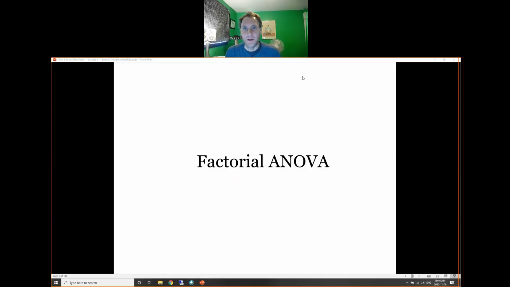So up to this point, we've been working on the one-way ANOVA, where we only had one independent variable, but it had multiple levels to it, more than two. So remember with the t-test where we were comparing only two groups, the ANOVA allowed us to compare three or more groups, but only on one factor so far.